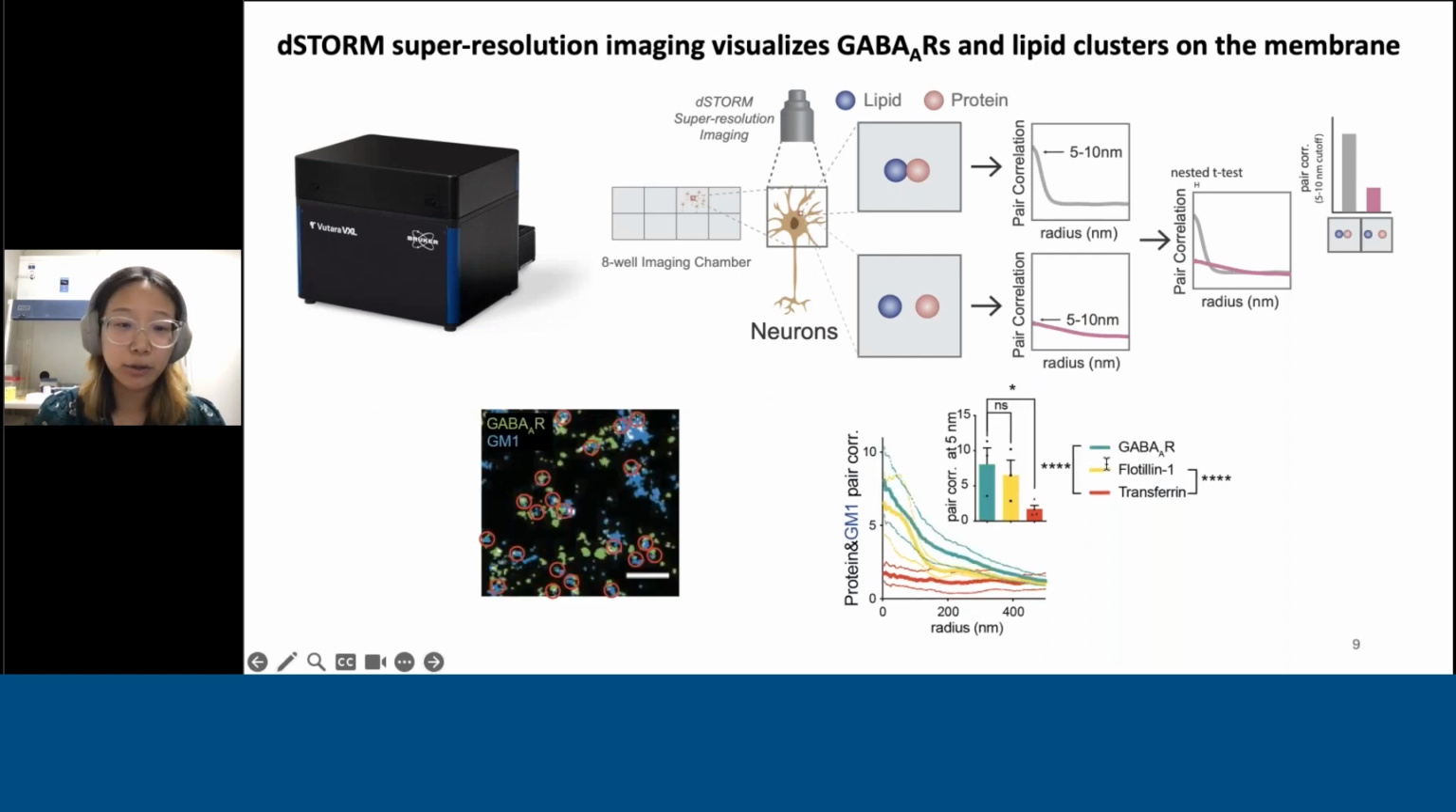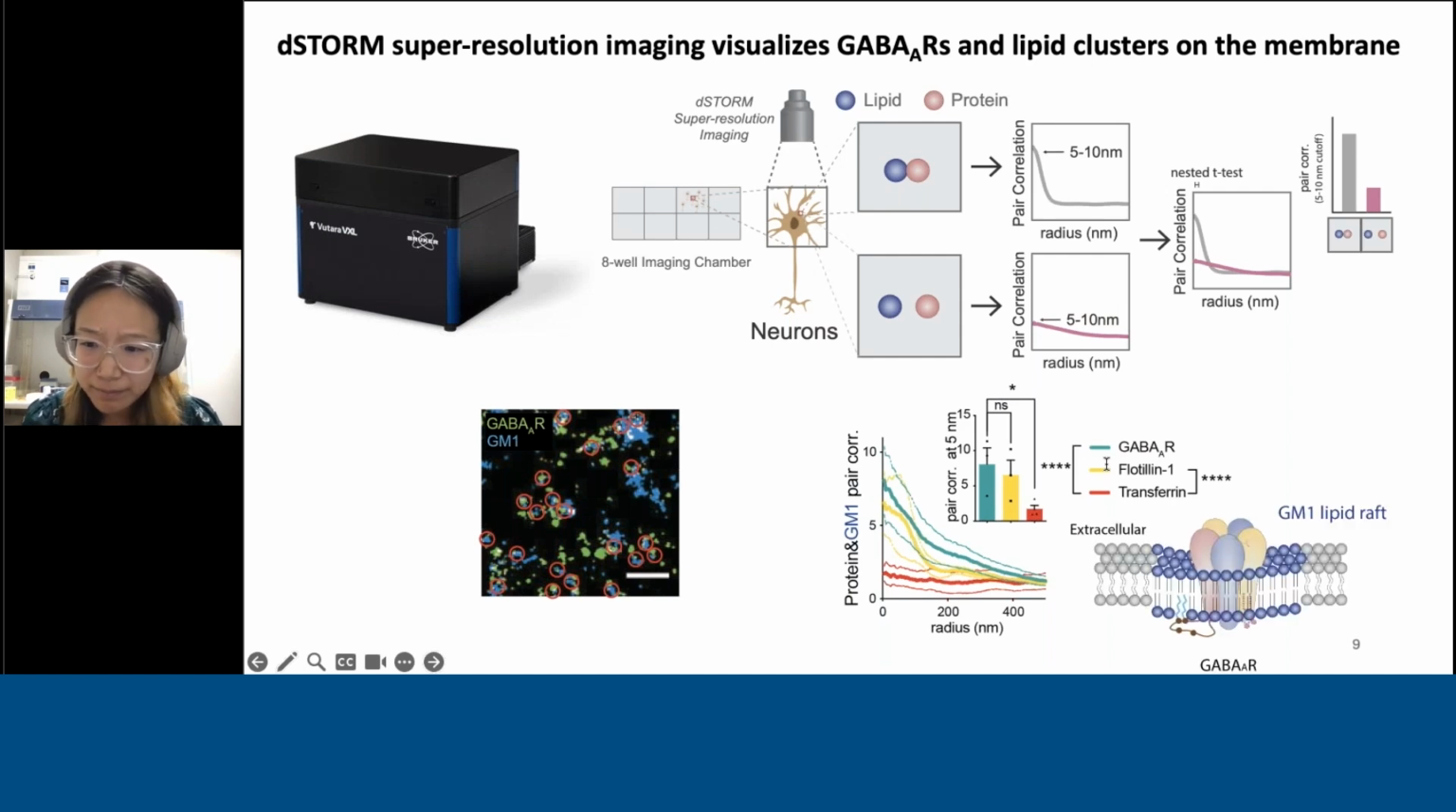So next we check the localization of GABA-A receptor at a resting state. Here our data shows that GABA-A receptor exhibits a high pair correlation with GM1, supporting the idea that palmitoylation does recruit the GABA-A receptor into the lipid rafts. And this indicates that the resting conformation of GABA-A receptor favors the raft environment.